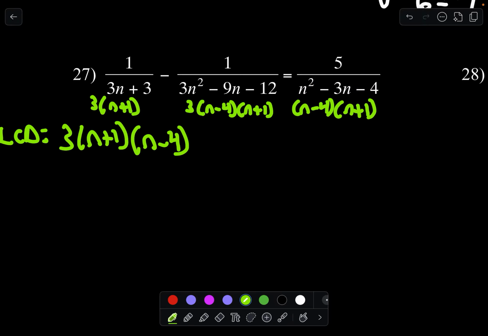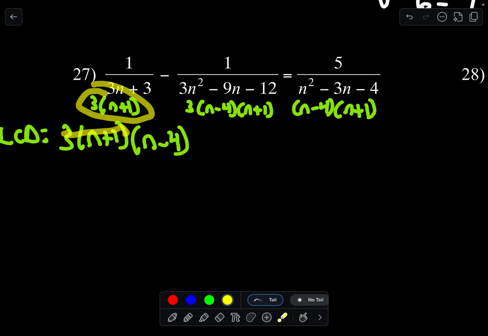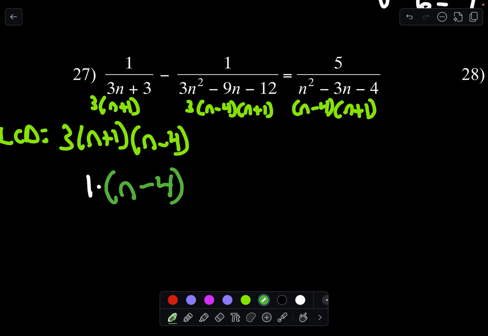So I'm going to multiply the LCD against each fraction and write out what we get. If you look at this, 3 times n plus 1 times n minus 4, divided by 3 times n plus 1, the 3 times n plus 1 divides out, leaving you with an n minus 4. So this is going to be 1 times n minus 4. Minus. Now, this is the LCD, so everything divides out, and that leaves you with a 1. And that equals, we have our 5.